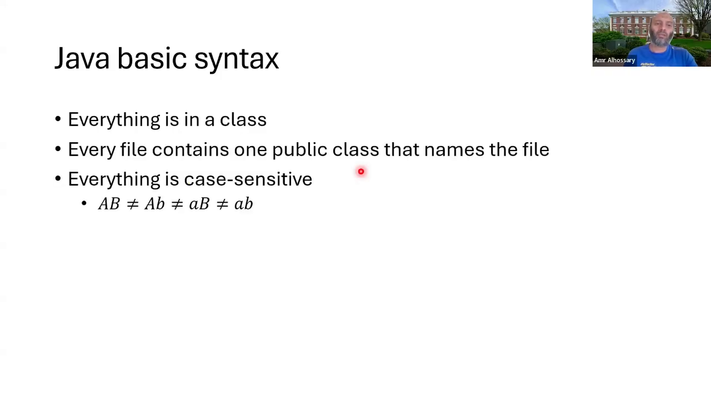So as we said, everything is in a class. Every file contains the one public class that has the same file name, and everything is case sensitive. So capital A, capital B is not equal to capital A, small b, not equal to small a, capital B, not equal to small a, small b. This is not this, this is not that.